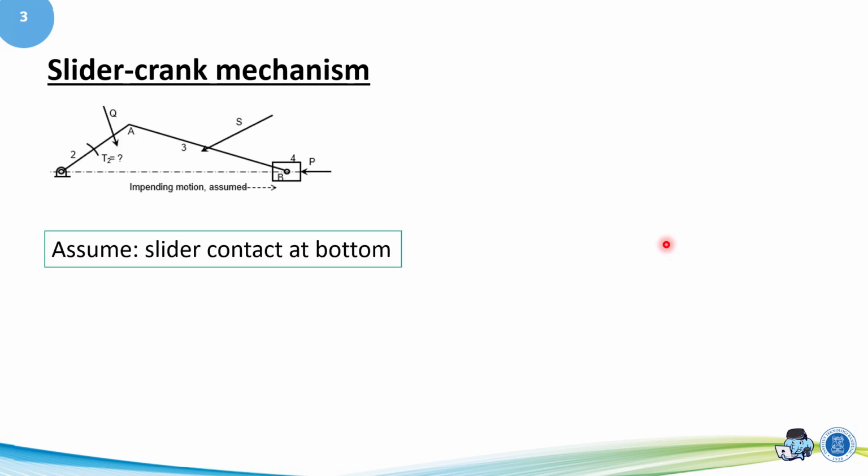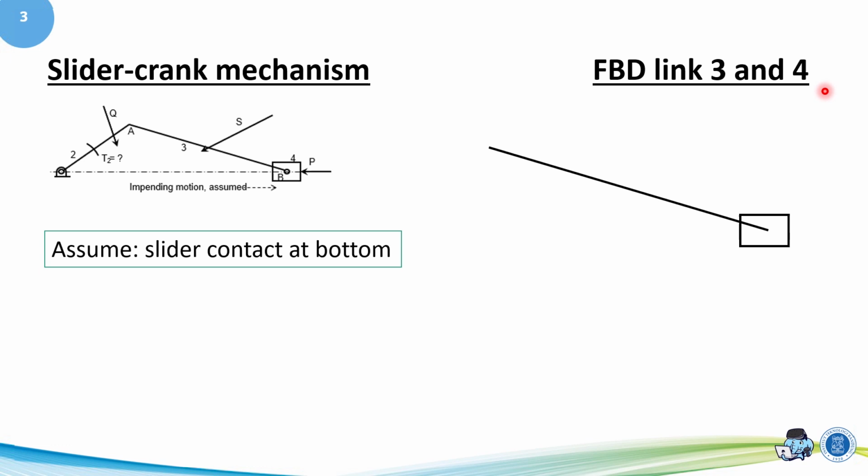That's why we now draw the free body diagram of link numbers 3 and 4 together. We have external forces P and S, and we know the direction of F14 because we assume that the slider contacts at the bottom and the impending motion of the slider is to the right side, and also we know the friction coefficient of the slider, mu. From mu, we can find the pressure angle of the slider. And then at point A, we have F23 because it is connected to link number 2.